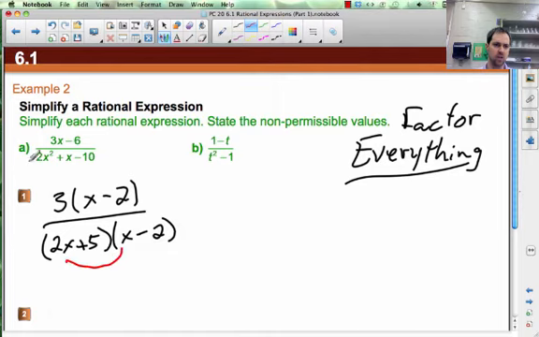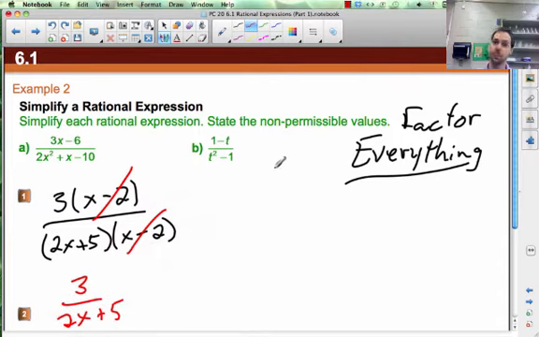2x times x is 2x squared. Minus 4x plus 5x, which is plus 1x, and then minus 10. Okay, so it's perfect. It works out. And now we find that those two factors cancel off, and we can rewrite this expression simply as 3 over 2x plus 5. And we're done.